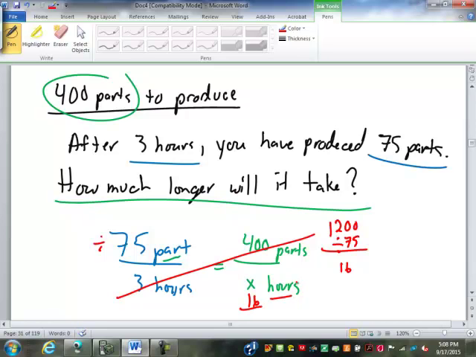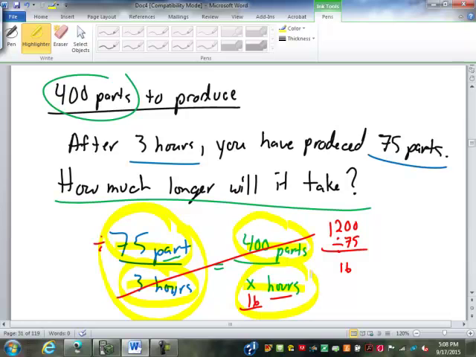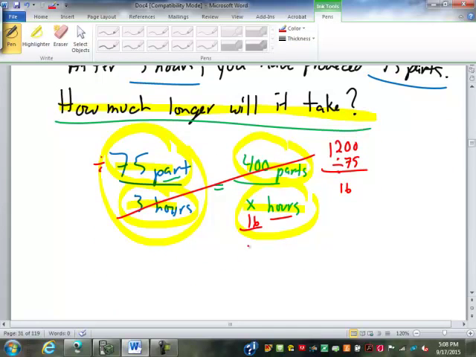Now we have to look at this. Remember, there's relationships here. Parts to parts, hours to hours. This is parts done already in this amount of time. They're linked together. Over here, the 400 is the total number of parts. The 16 is the total number of hours. Am I looking for the total number of hours it takes? How much longer will it take? We have already done 3 hours. So we have 16 hours minus 3, there's 13 hours left.